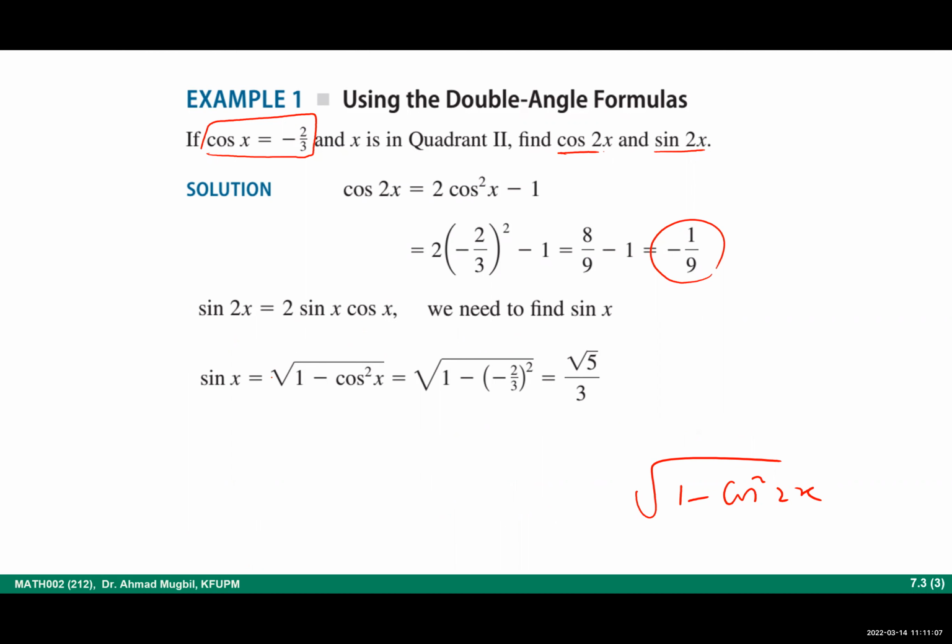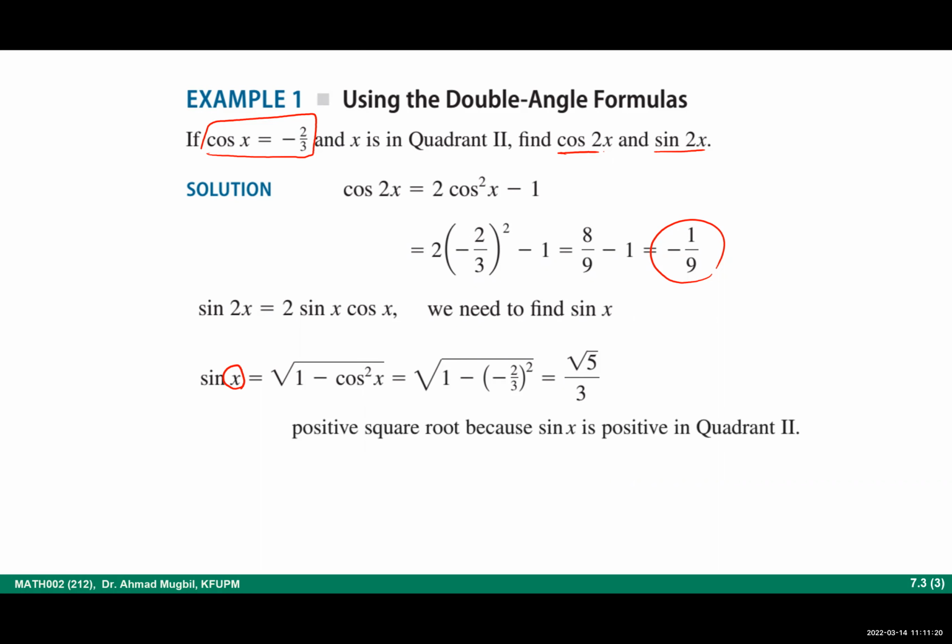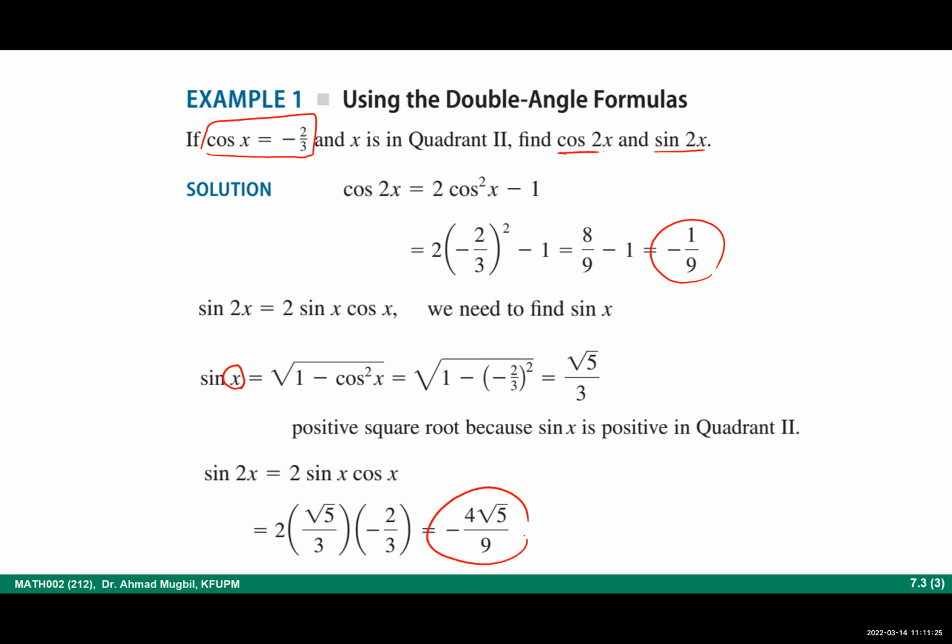Why do you choose the positive sign, not the negative? Because where is x? x is in the second quadrant. So sine is positive in the second. And that's it. Now sine 2x will be so easy. Sine 2x will be just the product. This answer will be the same, whether you use the method that I mentioned before or this one. Okay. So this is why I say this section is interesting, because it is like the top of the sections in chapters 5, 6, and 7. It combines all of them. You can use many ideas and tricks in this section.